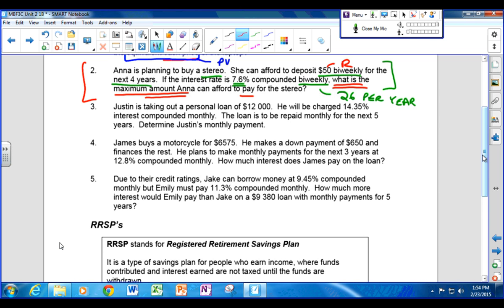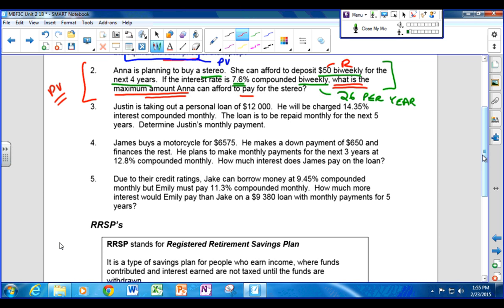We'll solve this one tomorrow, but let's think about this. That's the R. So they want to know the PV, right? No, actually they want to know the PV, the FV. Okay, let's see. Yeah, it must be the PV that they're looking for, right? How much can she afford to pay for the stereo? Yeah, that's right.